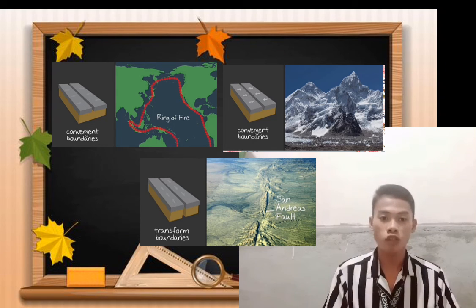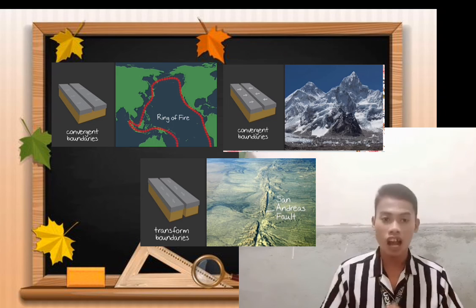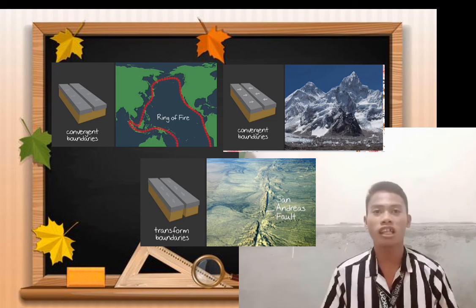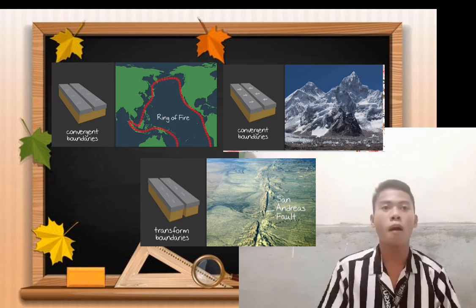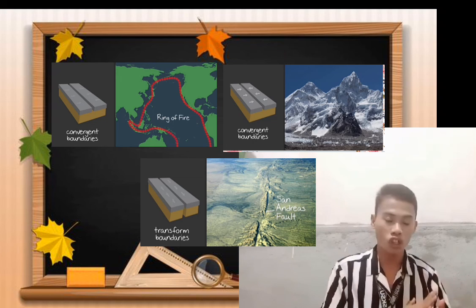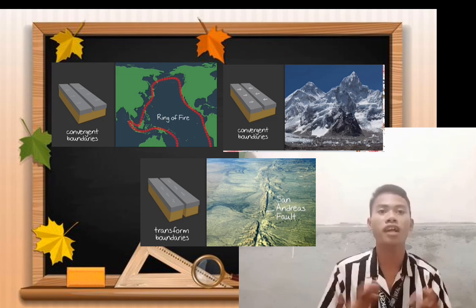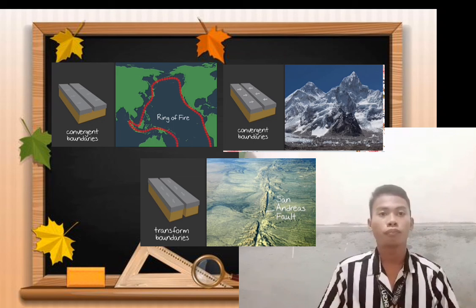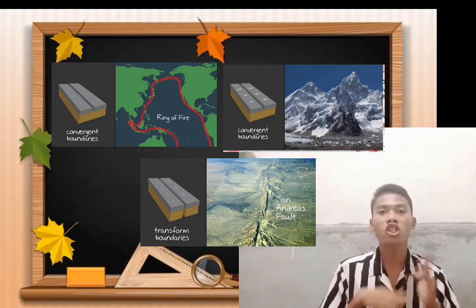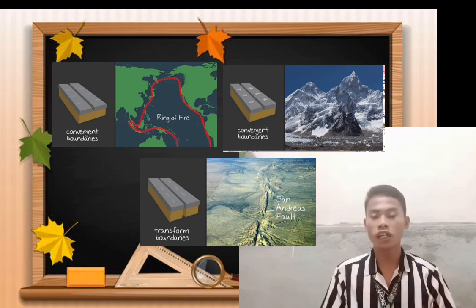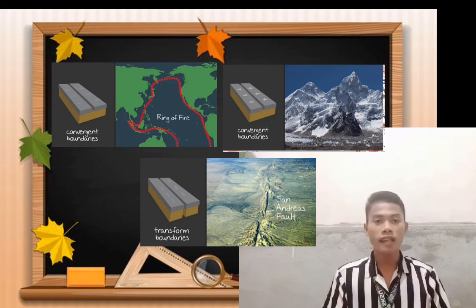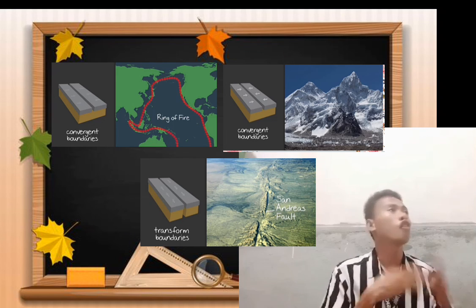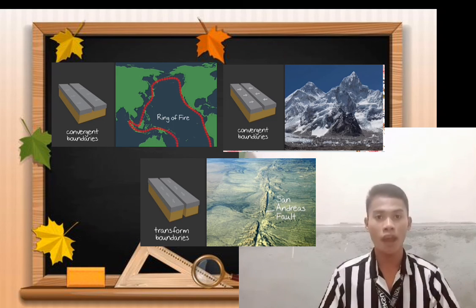So the third type of boundary is the transform boundary. Transform boundaries occur when two plates move past each other horizontally. When the plates move next to each other, they do not go along smoothly. They scrape against each other in a series of sudden slips of the crustal rock, and this can be felt as an earthquake.